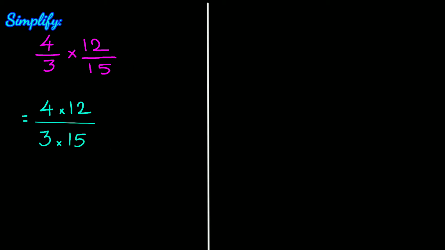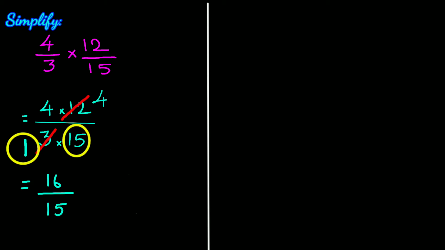To make this easy, let's cancel the possible values. Cancel 12 in the numerator with 3 in the denominator. 4 times 3 is 12. 1 times 3 is 3. Equals 4 times 4 is 16 divided by 1 times 15 is 15 is the answer. Next, let's divide the same fractions.